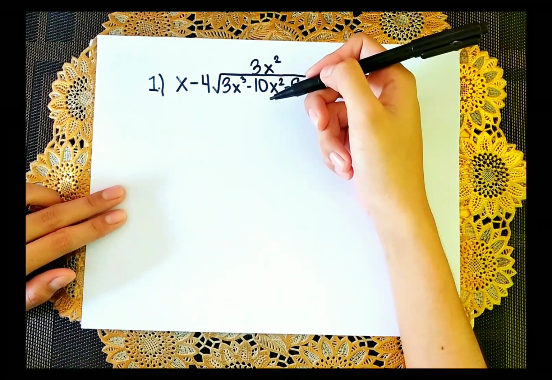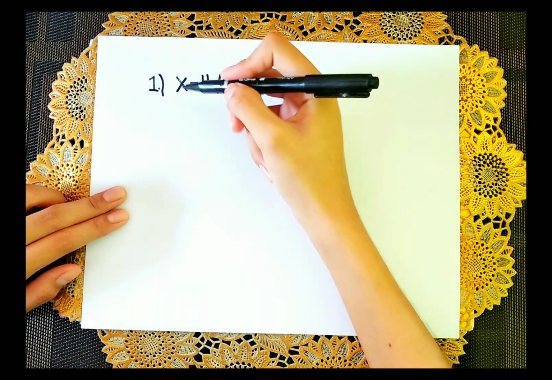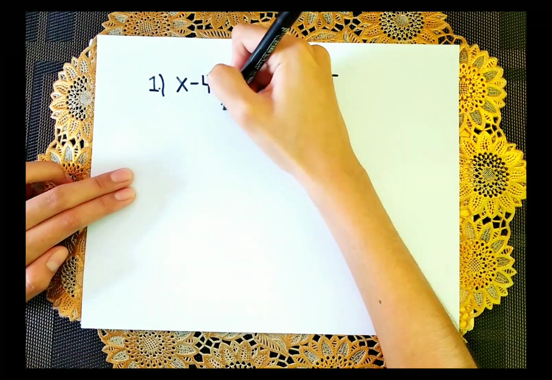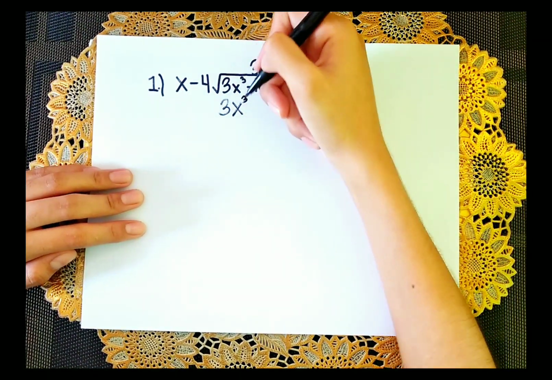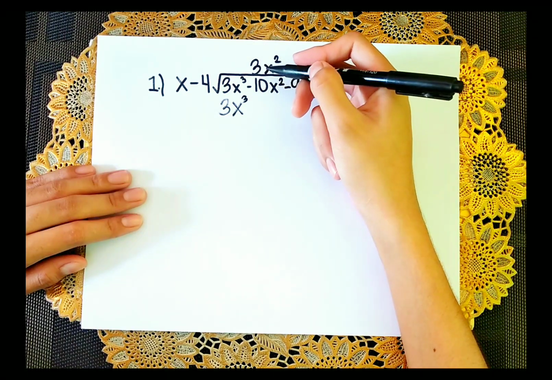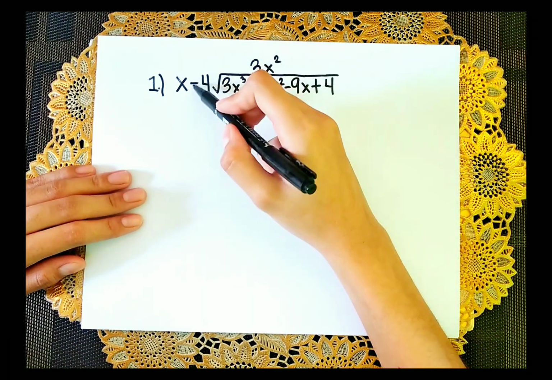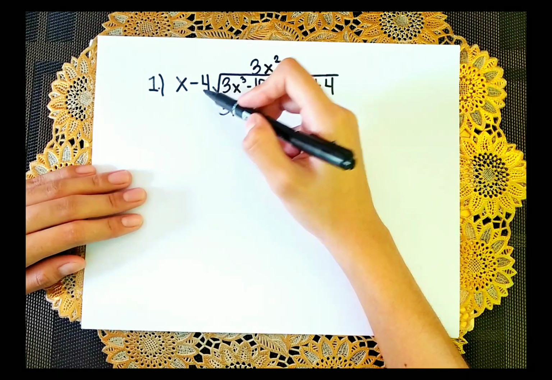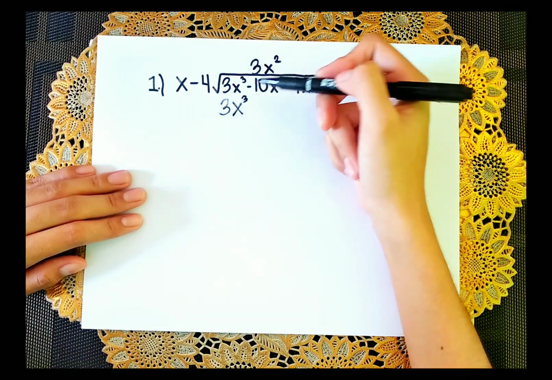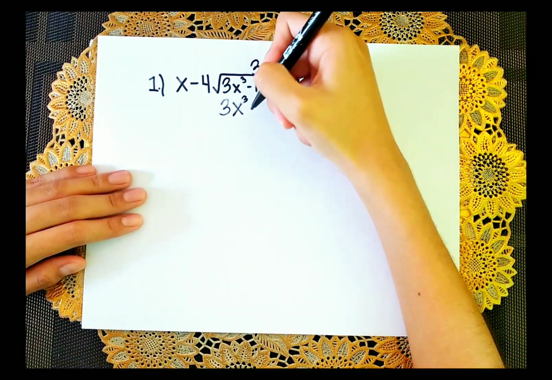After that, the second step is multiply. We will multiply this term to the binomial or the divisor. So 3x squared times x will give us 3x cubed, and we will write that below the first term. Then 3x squared times negative 4. So 3 times 4 is equal to 12, and it is negative. Therefore, we'll have negative 12x squared.